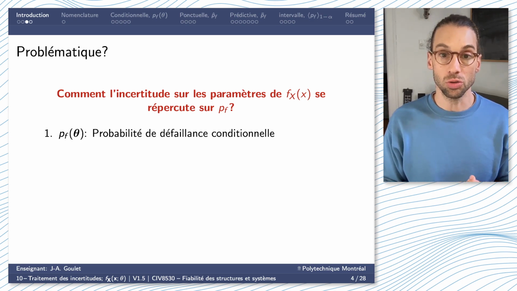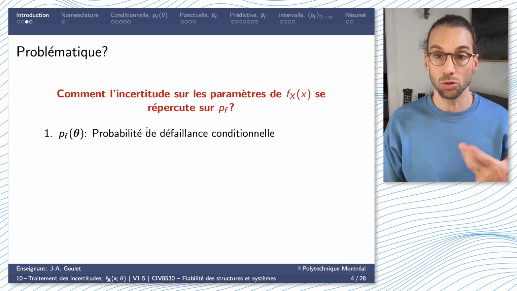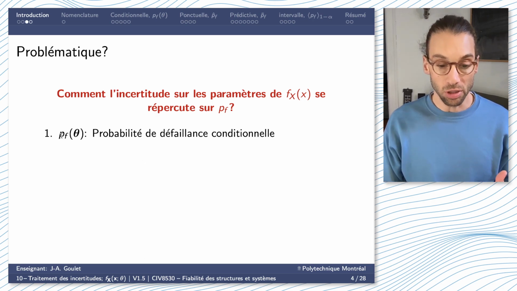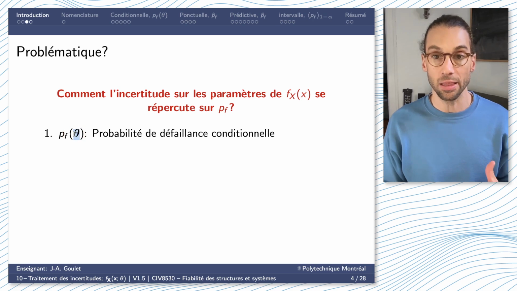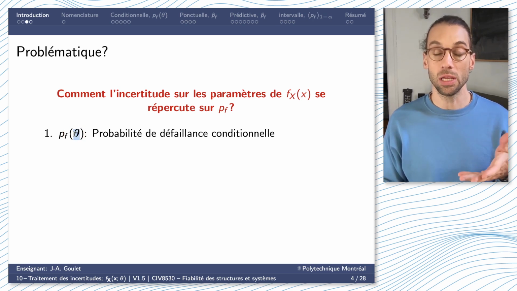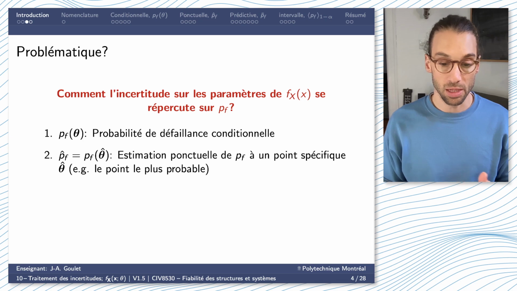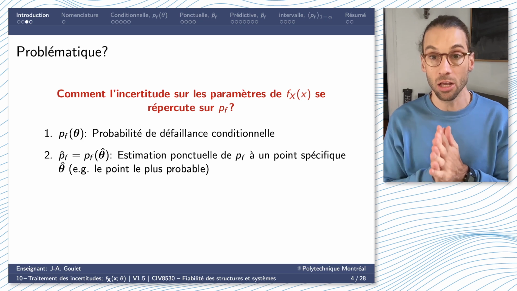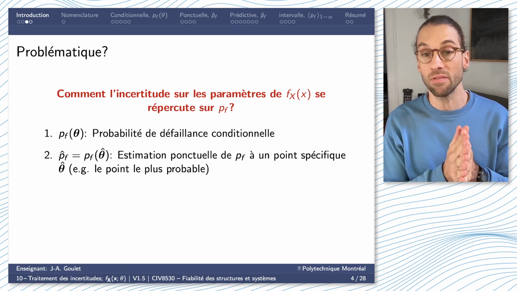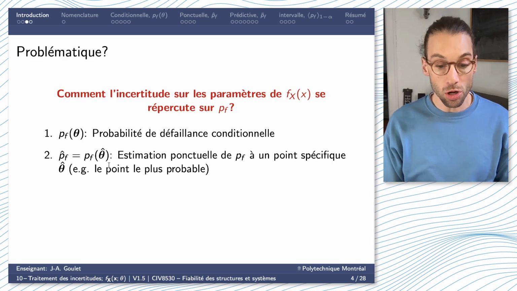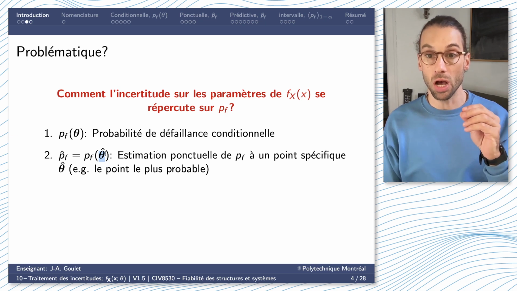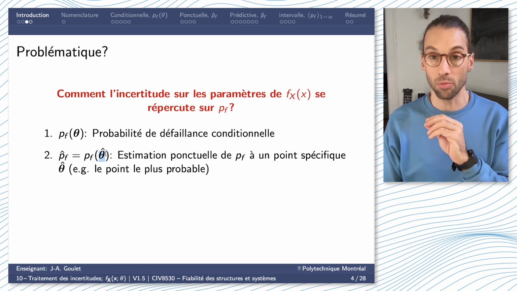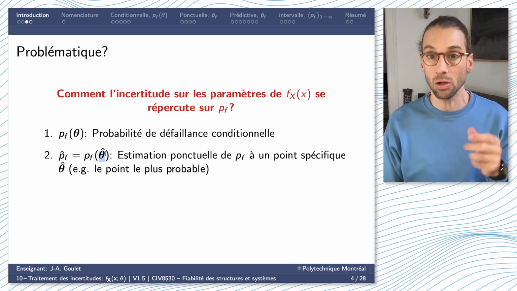First, we're going to look at conditional failure probability: how the probability of failure depends upon the specific value that theta, the parameter associated with either f of x or g of x, takes. Second, we're going to look at how we can use a point estimate, p hat, for our probability of failure, where we only evaluate the failure probability for one specific set of parameters theta. That could be, for instance, the mode of the parameter PDF, its median, or any other point estimate.